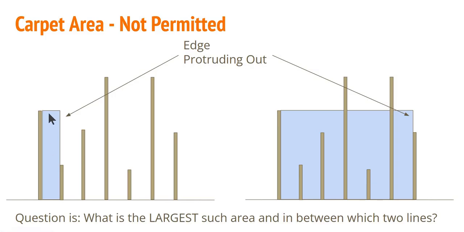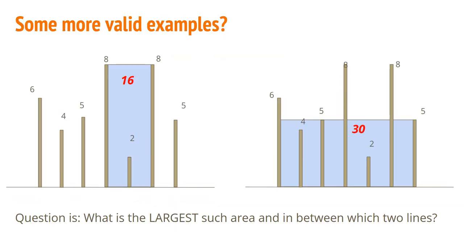I cannot put this area here because this edge is protruding out. Likewise, between these two lines, I cannot put this, because now notice this edge is protruding out. So basically the problem statement is, what is the largest such area between two lines, and which are these two lines? So I want to put a carpet. For example, here 16 is less than 30, but is this the largest, right?